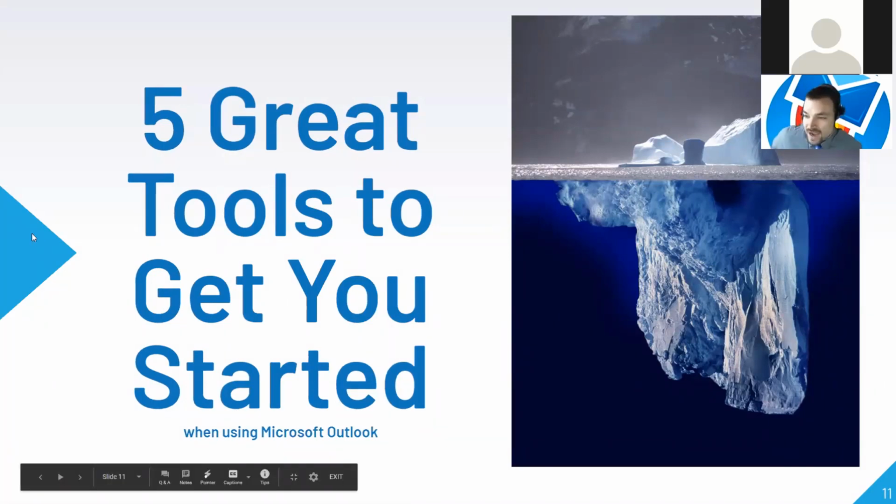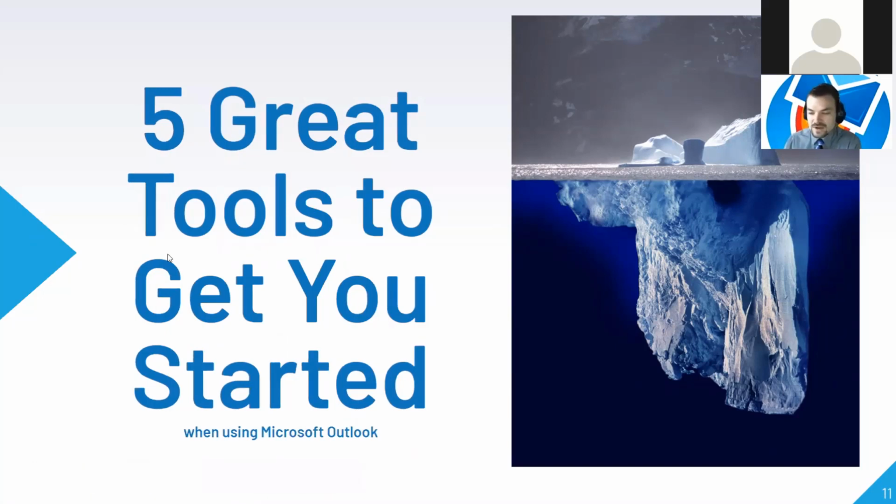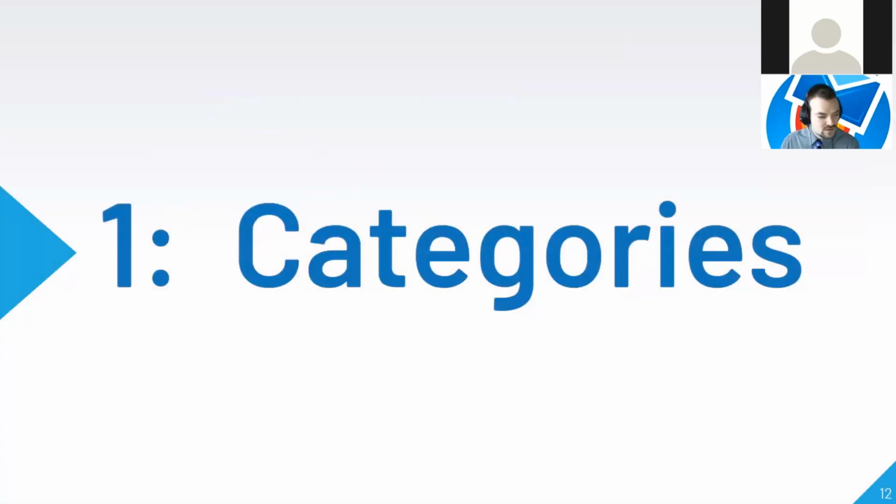So, 5 tools to get you started when using Microsoft Outlook. And then I want to get to the Q&A. I'm going to run through these real quick, so you can always reference back to these when you watch the video replay, or you can reach out and contact me directly. But these are 5 tools just to get you started in Outlook with systematizing your inbox. And the first one is categories.